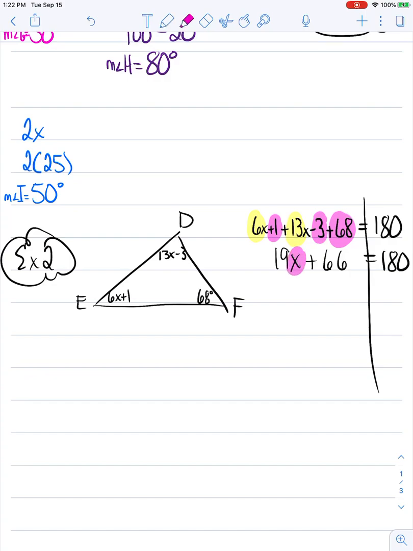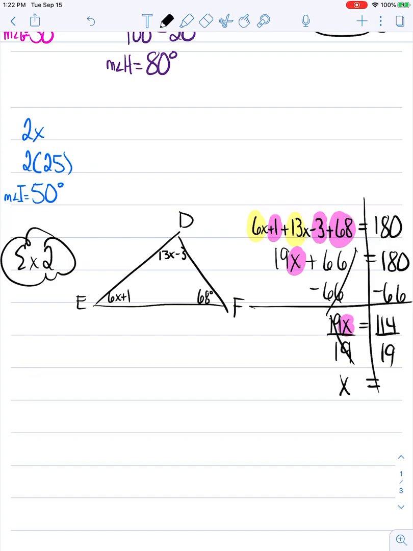So now I want to isolate that variable. So subtract 66 from both sides. And when you do that, you get 180 minus 66, so 19x equals 114. And then I'm going to divide both sides by 19 to get x equals 6.